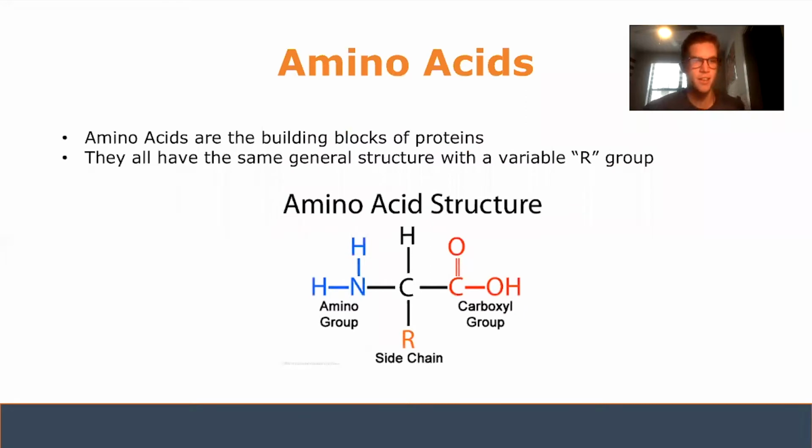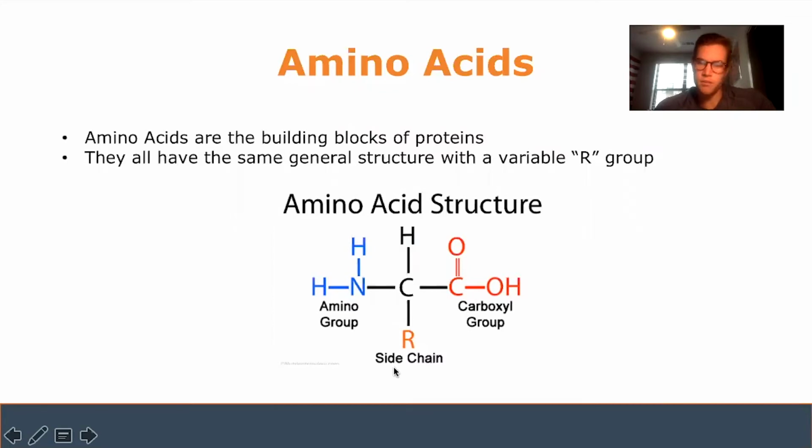Okay, so amino acids. By now you probably know what they are. They're the building blocks of proteins, or monomers, and they all have the same general structure, which, as you can see here, consists of an amino group, a central carbon, and then a carboxyl group over here, or carboxylic acid. What makes them very unique is they all have a side chain, which is variable, designated as the R group. But we can go ahead and use these. This is what we're going to use to find our isoelectric point.